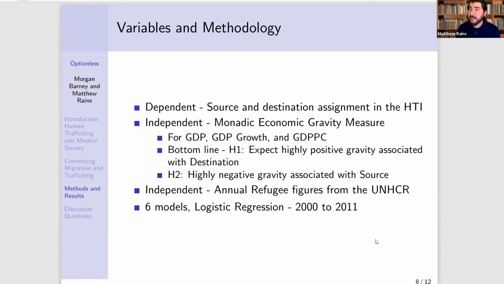I am not going to get into this now. If you want more information, I can go into it later, but we build a monadic economic gravity measure. We're thinking about GDP, GDP growth, and GDP per capita. The bottom line is that we expect countries that have a highly positive gravity, a lot of inbound, more highly developed types of places, to be identified as a destination of human trafficking more. And if you have a highly negative gravity, you are more likely to be a source of human trafficking. We might also think about it the same way with refugee figures, right? We end up running 6 models, logistic regression, from 2000 to 2011.